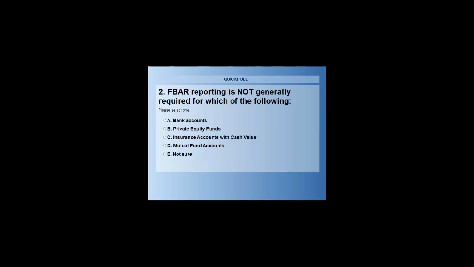We do. Thank you, John. As a reminder, this is the second of 4 polling questions, 3 of which you'll need to answer for CE credit. The question is, or the statement is, FBAR reporting is not generally required for which of the following? Is it A, bank accounts, B, private equity funds, C, insurance accounts with cash value, D, mutual fund accounts, or E, you're not sure?